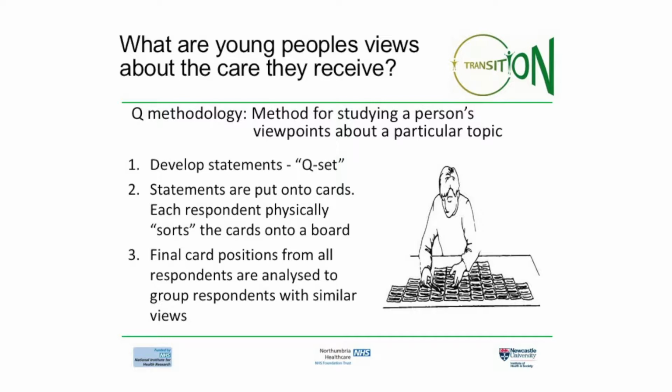So the first one was the young people's views about the care they received. And for that, we were using an approach called Q methodology. This is an approach to help understand people's viewpoints about a particular topic. So what's important to them and what's not important to them.